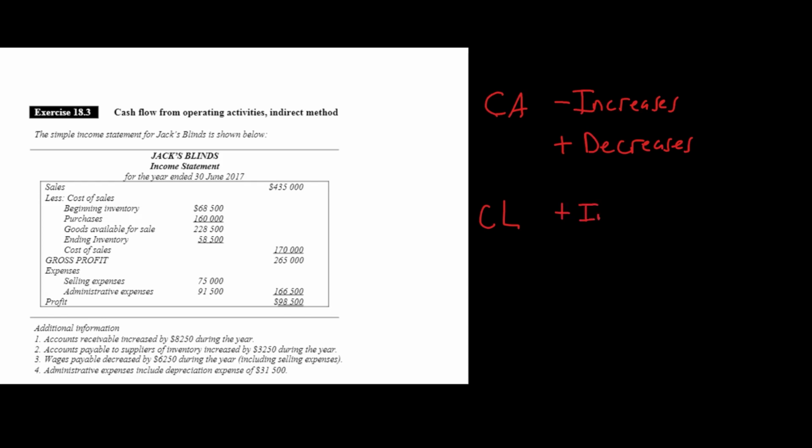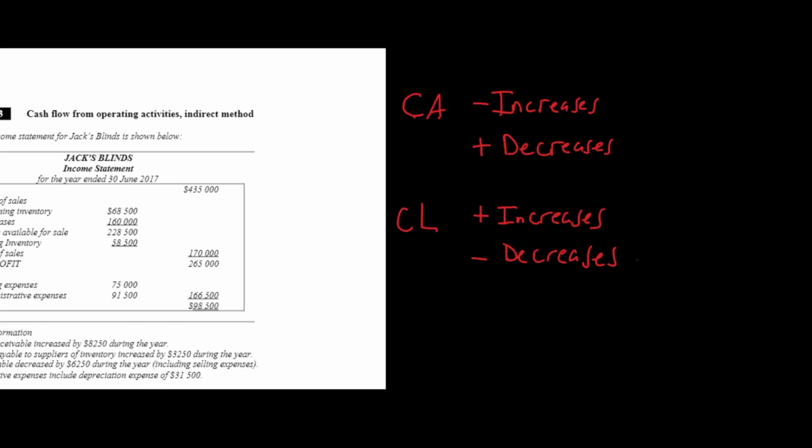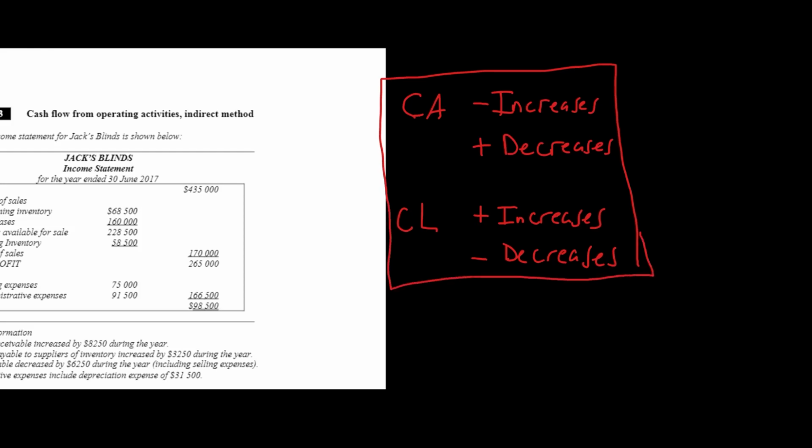And for current liabilities, it's flipped, right? We add back increases, and we subtract decreases. So that is how you do cash flows from operations using the indirect method.